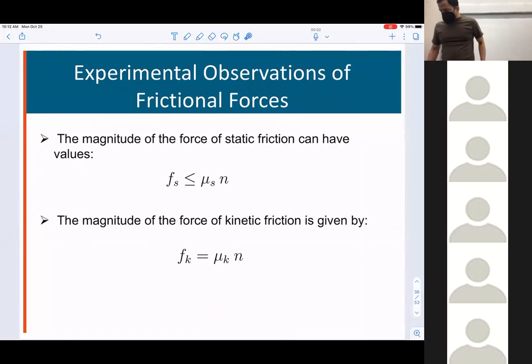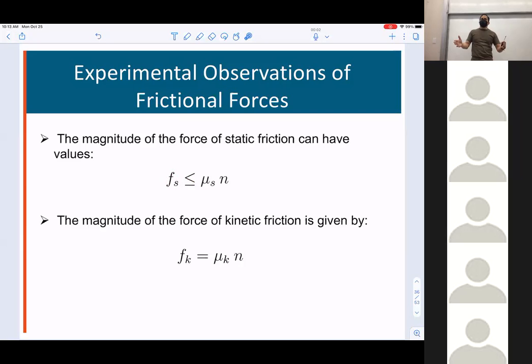So here's how we can put all of this together. We say that this is what the magnitude of the static friction looks like. There's this weird inequality here. And why is this inequality here? Because remember that as you're trying to get the trash can to move, the force of static friction is just mimicking whatever you are doing. So whatever force you're applying, it's applying that back at you.